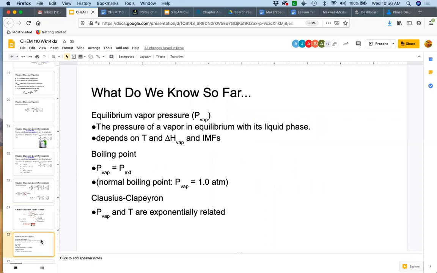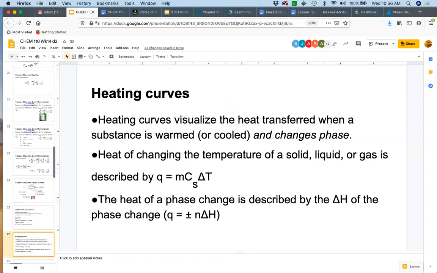Okay, so we know conceptually the pieces that we're doing. We're connecting our equilibrium vapor pressure to boiling point, and we're thinking about how that vapor pressure and temperature are related. So now we're going to take a look at heating curves. Heating curves are what allow us to visualize the transfer of heat when I warm a substance or cool a substance, and it changes phase. So a heating curve is going to help us to see that. It's the heat of changing the temperature of a solid, a liquid, or a gas.